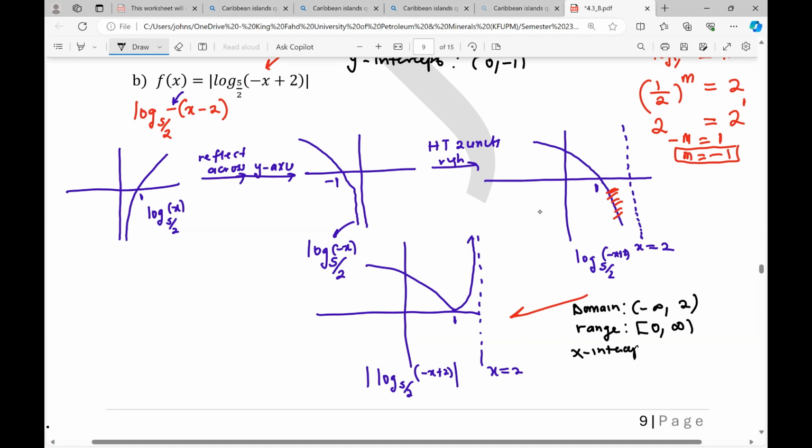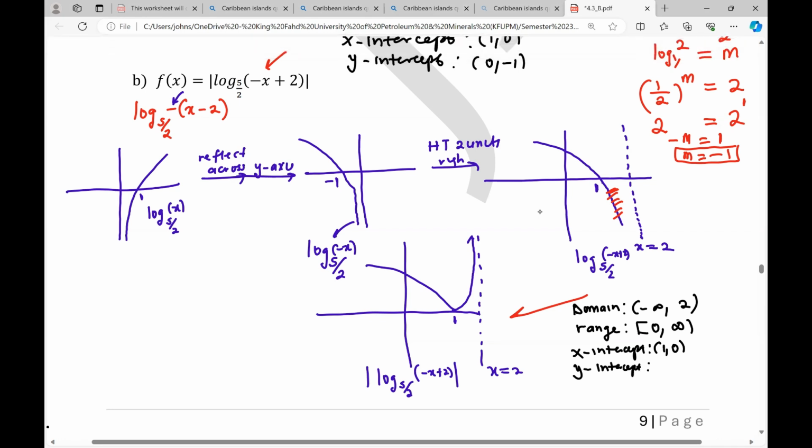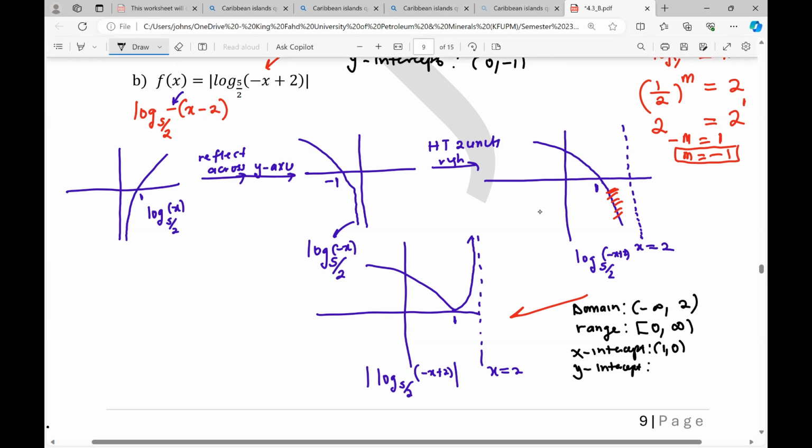The x-intercept is 1 and 0. We can find the y-intercept. Now, how do we find the y-intercept? So let's come here and look for the y-intercept. Remember the function f of x. Let's say y-intercepts.